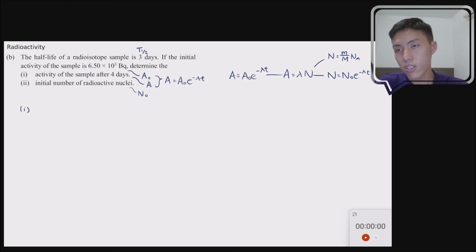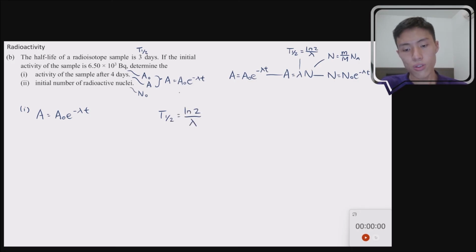For the first question, they ask for the activity after 4 days. You can use this equation because it relates how the activity changes with time. But the problem here is you don't have lambda. But you know that lambda here, I forgot to complete it, is related to half-life. Half-life is equal to ln 2 divided by lambda. So you can find lambda through half-life. For this equation, you have to make sure that the time unit is consistent.